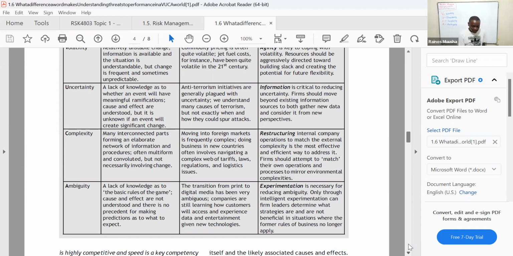And take note of the keywords: agility, information, restructuring, and experimentation. So these are the keywords which you can use as a basis to mitigate the situations of VUCA as well.